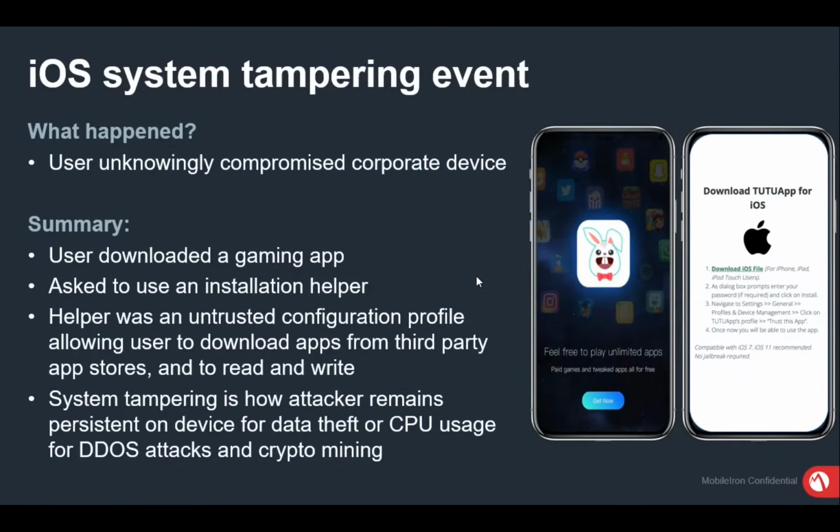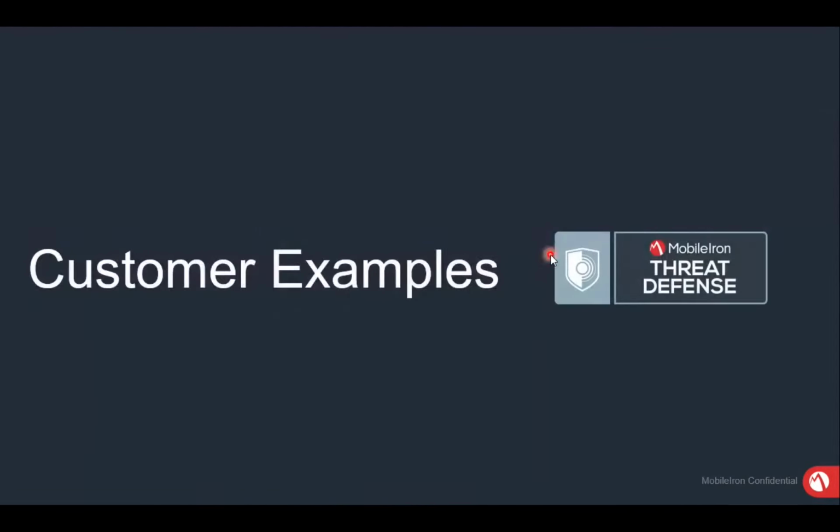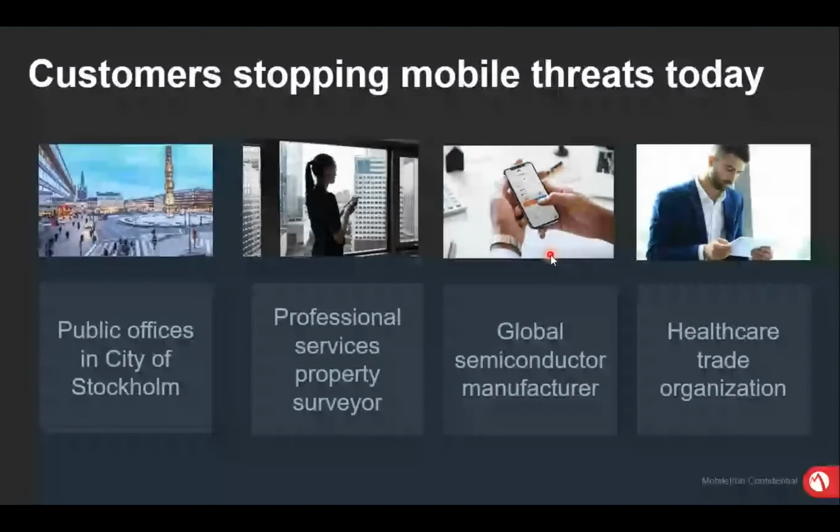And this is another example of an abusive app. When it is installed, it tries to make a connection in China, and more than millions of contacts and document files were leaked on the databases. So these are examples of threats to professional service property, global semiconductor manufacturers, healthcare, and trade organizations.